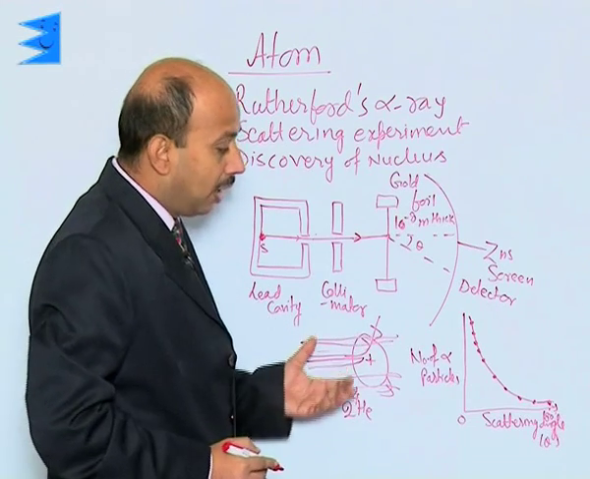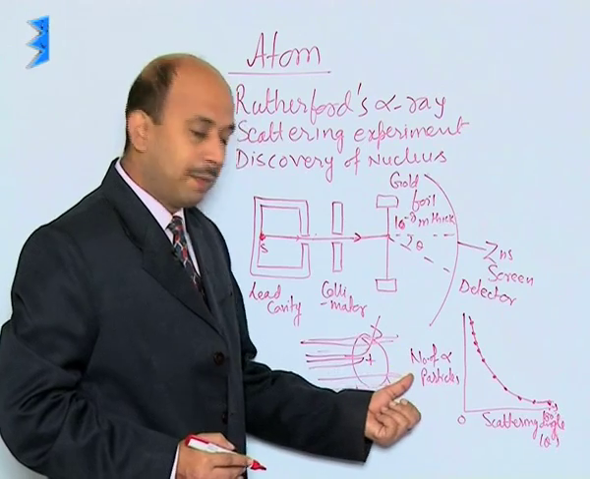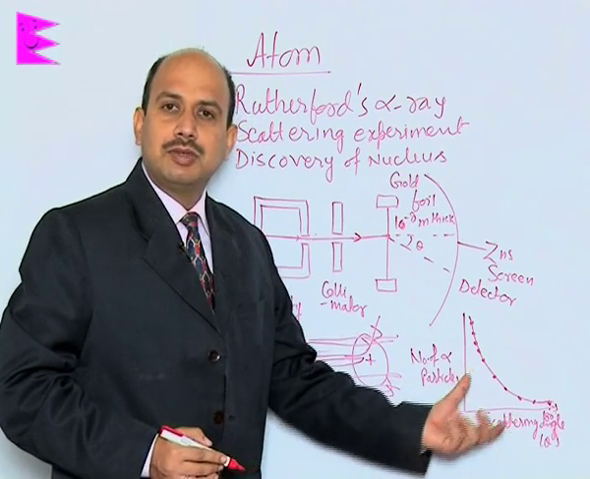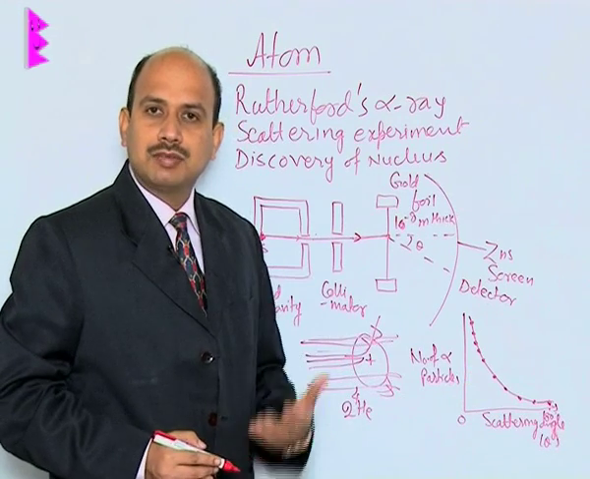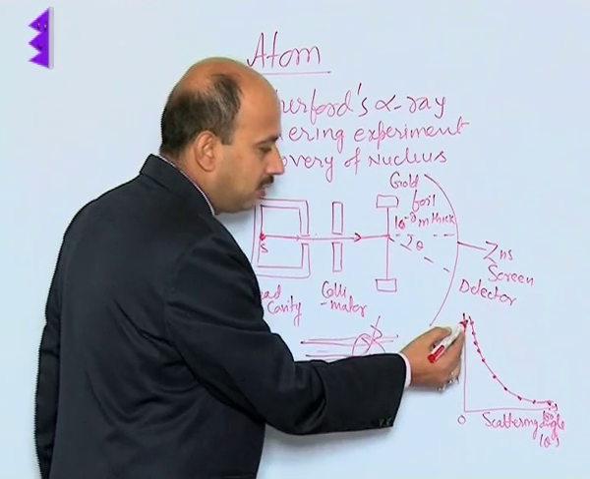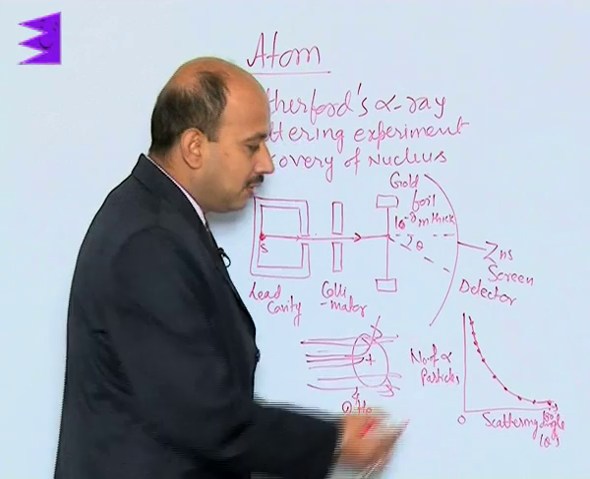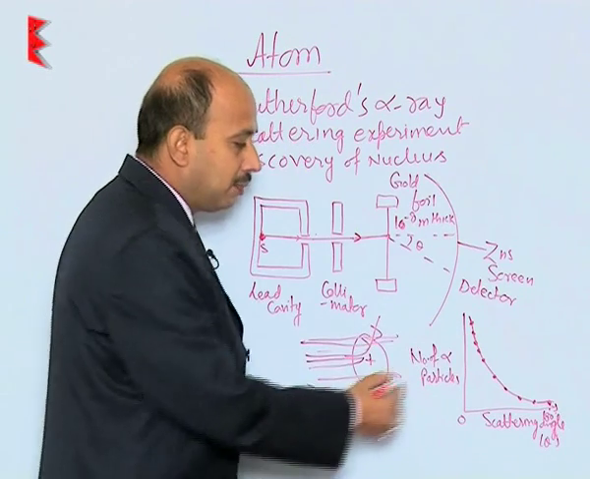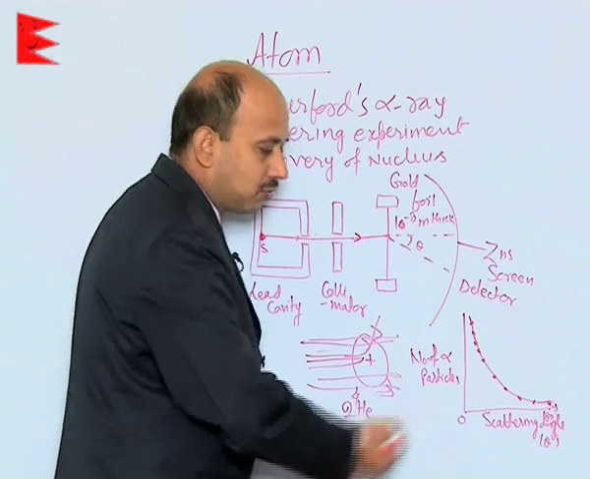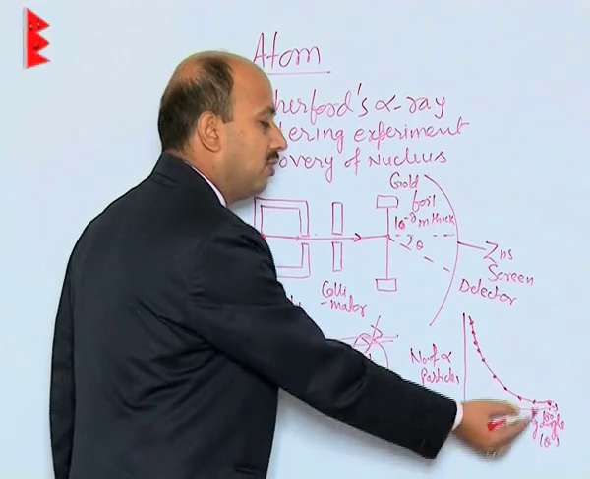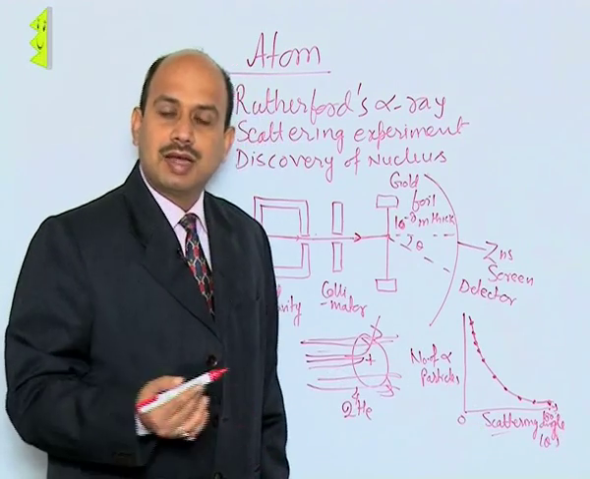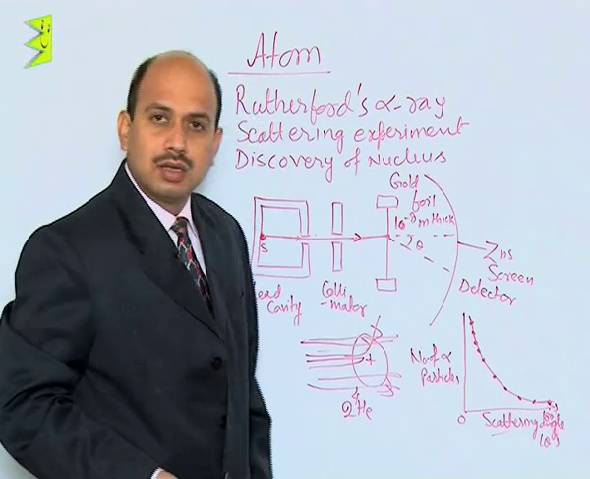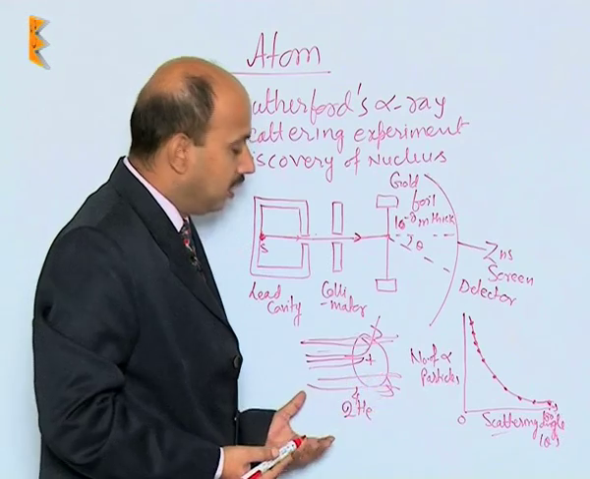After this, they looked at the number of alpha particles scattered versus the scattering angle. This is the graphical relation between the number of alpha particles and the scattering angle. Here it is shown, with these dots, that a large number of alpha particles are scattered at a small angle. As the angle increases, the number of alpha particles scattered reduces. At 180 degrees, only one particle gets reflected.